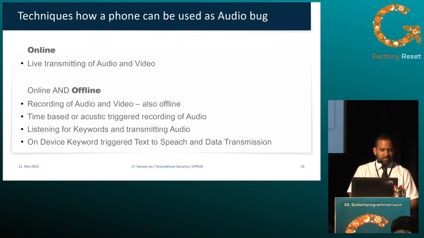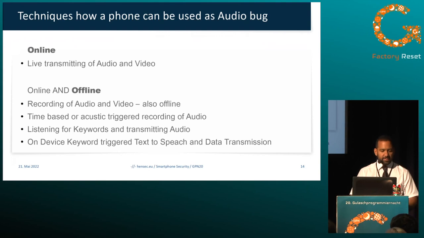Other things are also possible. Recording of audio and video without you knowing it, or acoustic triggered recording of audio, or time-based recording of audio. If I know at 10 o'clock is the conference, I make a timer that it's recording the audio. And these attacks have, for the attacker, the advantage that there's no online connection necessary. So basically, the smartphone can be in flight mode, or it can be completely shielded. It could be completely cut off from the network, and it will still work.